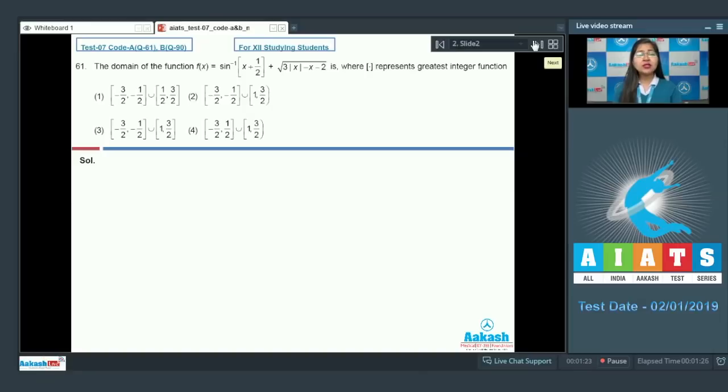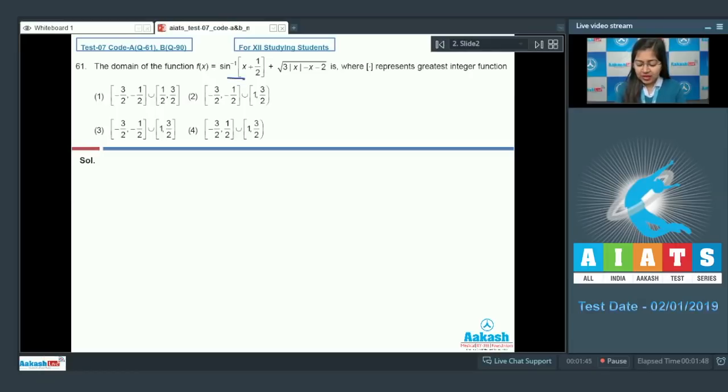It says that the domain of the function f(x) equal to sine inverse of GIF of x plus 1 by 2 plus under root of 3 into mod x minus 2 is. Now we know that domain is those values of x for which the function f(x) is defined, right?